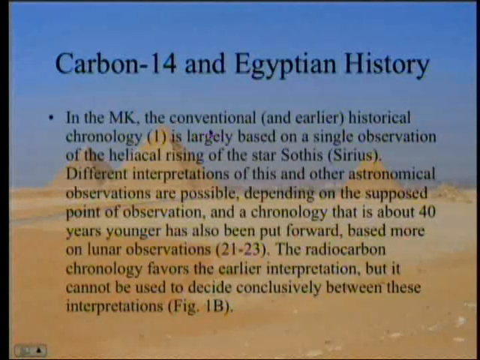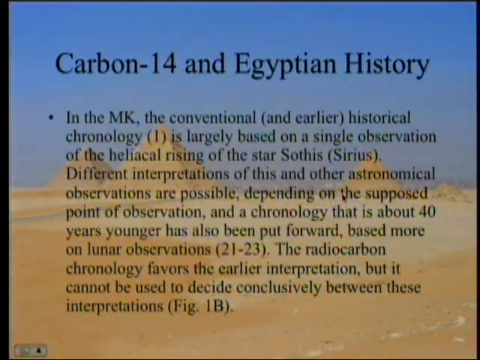In the Middle Kingdom, the conventional and early historical chronology is largely based on a single observation of the heliacal rising of the star Sothis. So the Middle Kingdom, before this radiocarbon stuff, is primarily one date, and otherwise it's kind of free to float around. Different interpretations of this and other astronomical observations are possible, depending on the supposed point of observation, and a chronology that is about 40 years younger has also been put forward, based more on lunar observations. And in fact, there's one that's about 200 or 300 years younger, that's been put forward and then vigorously disputed.